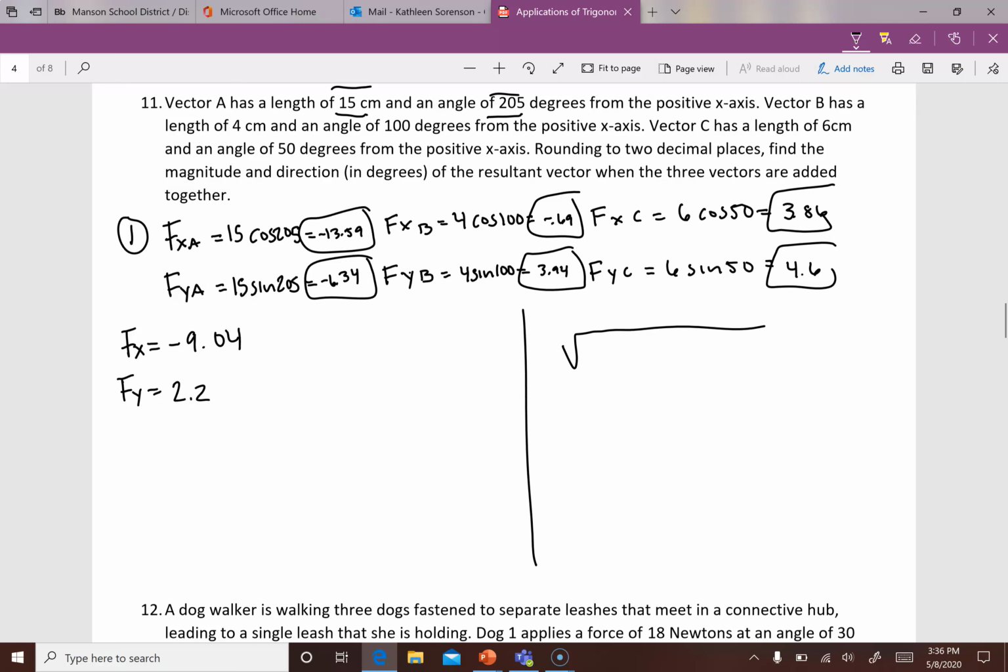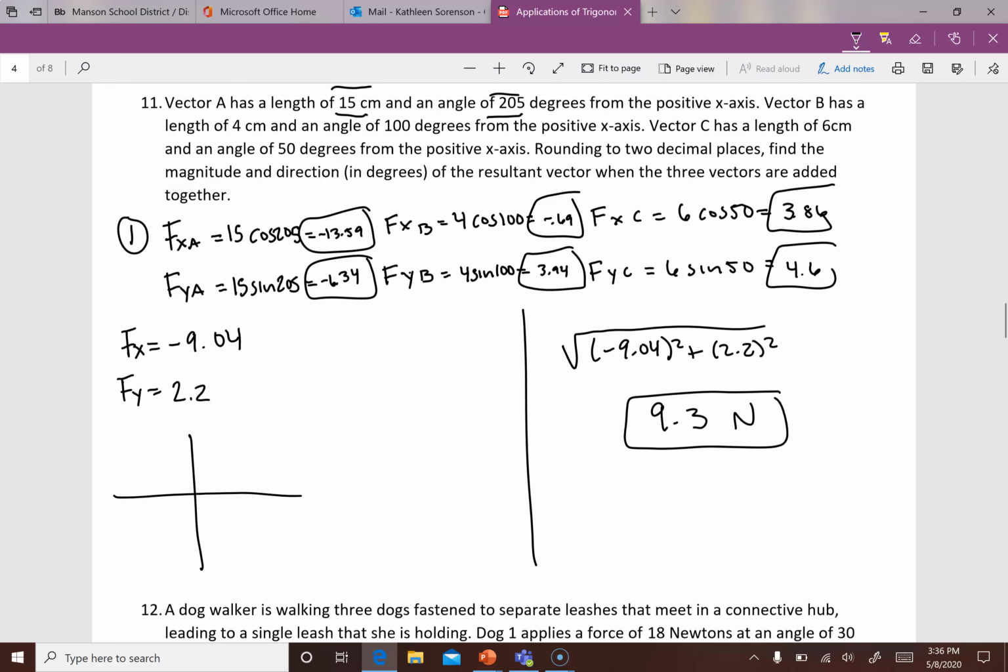So going ahead and doing my magnitude, I get the square root of negative 9.04 squared plus 2.2 squared. That gives me 9.3, so that's newtons, and that's my magnitude. But I do have to think about where my f sub x and f sub y are, right? So this is where we're adding up all the components and figuring out that the total force, or the f sub r, is going to end up being over here. The reason I know that is because I'm going negative 9.04 and then I'm going up 2.2. So I know I'm located there.